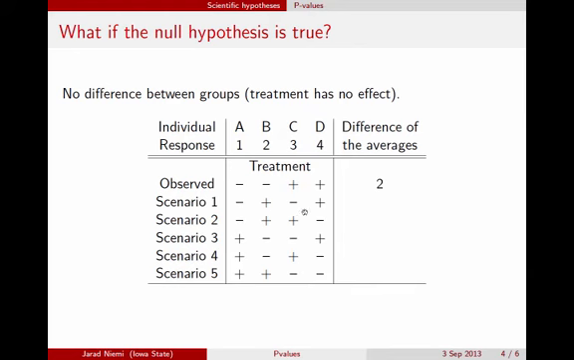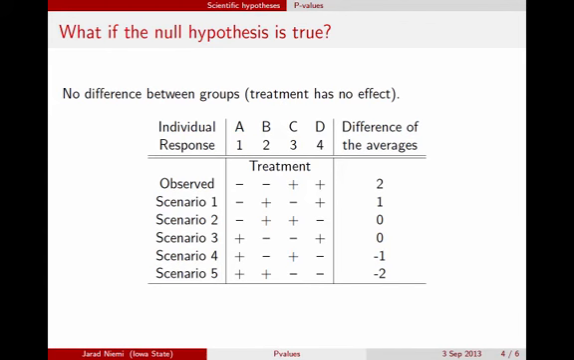Now we can do the same thing for this other scenario. If this had occurred, the plus group is 2 and 4, so that average is 3, minus the average of 1 and 3, which is 2. So 3 minus 2 is 1, so we would expect to see a 1. And now we're going to calculate that same quantity for all 6 different scenarios.